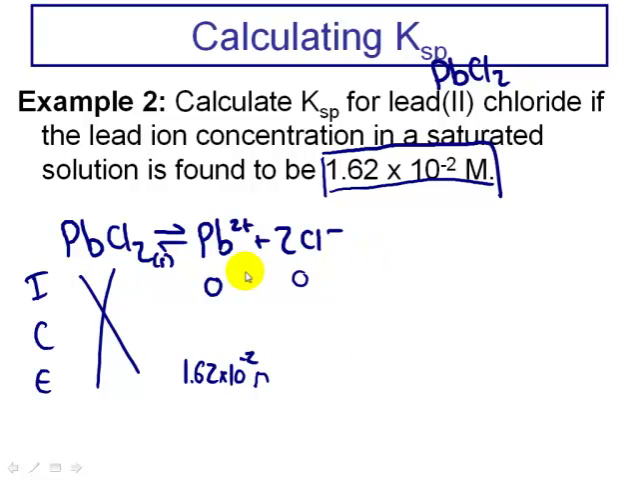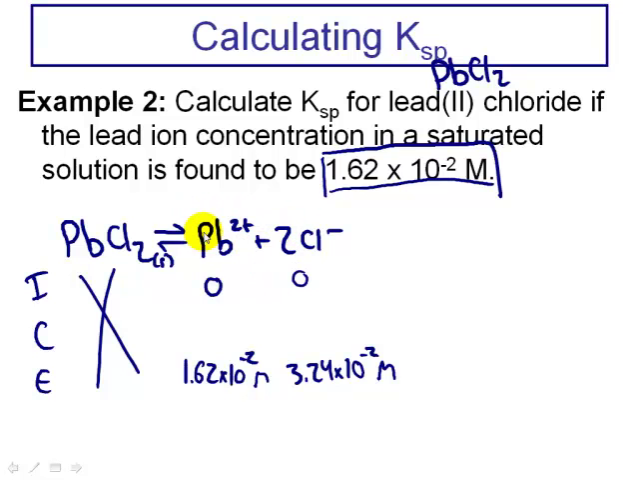Well, here's the thing. If all the ions in the solution are coming just from lead chloride dissolving, right? Well, I can see from the equation that I produce twice as many chloride ions as I produce lead ions, which means that at equilibrium, the concentration of chloride must be double that of lead. Or in other words, this is going to have to be 3.24 times 10 to the minus 2nd power molar for chloride, okay? And that's just because of the stoichiometry. It's because I produce twice the concentration of those as I produce lead.